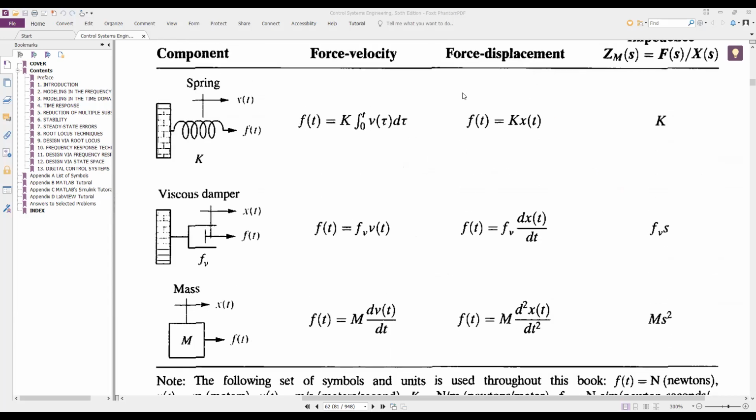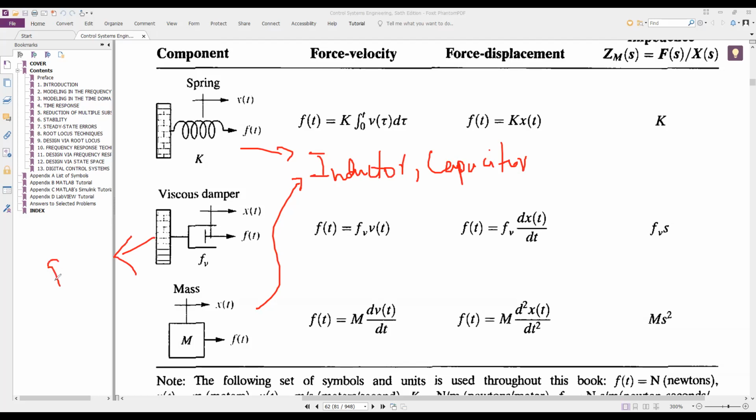So what we have seen: spring and mass are analogous to inductor and capacitor, and the damper is analogous to the resistor. Do you understand? Yes. So this is the difference. Now, move on to the next.